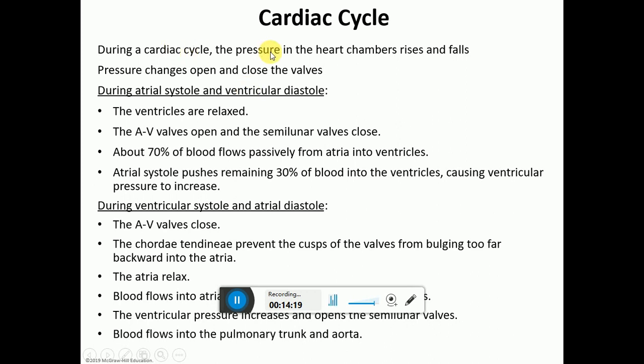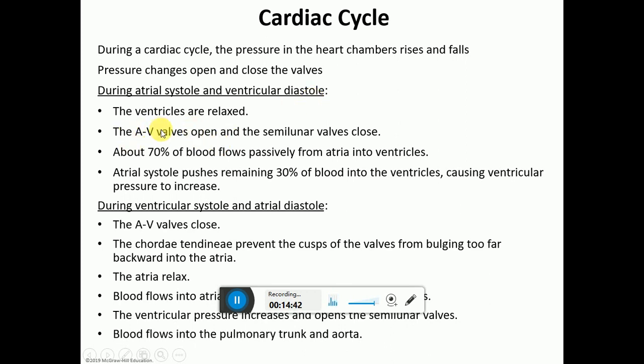So the cardiac cycle, again, there's no real start and finish to it because it's always happening. And in order to explain it, we have to kind of break it down. So we'll really start at atrial systole. During atrial systole, the ventricles are relaxed or are undergoing ventricular diastole.